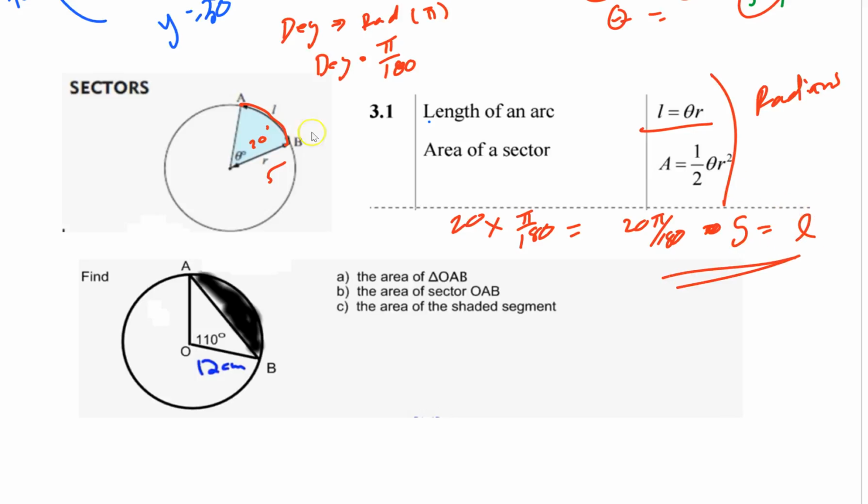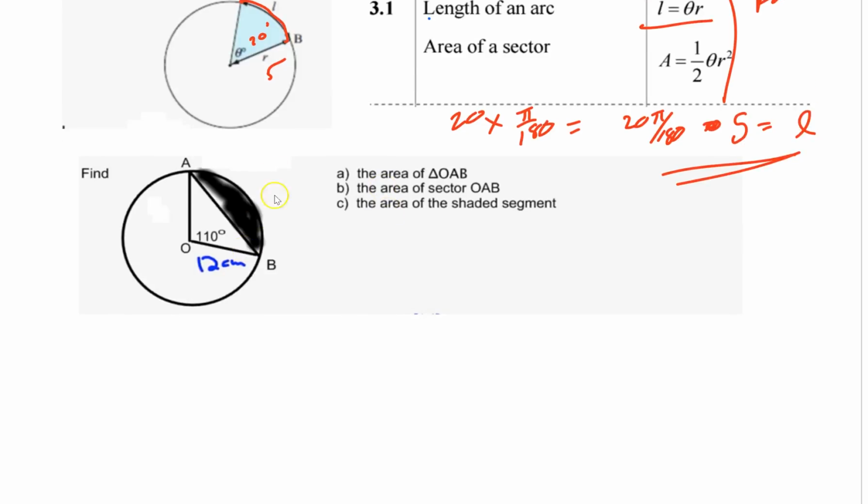Alright, so keep in mind, if we're trying to find arc length or area of a sector, your angle has to be in radians. Very, very important. The formula is only in radians, and it matters. So in this case, at 20, I had to convert it first, and then just multiply by 5. So with that in mind, let's look at this problem.